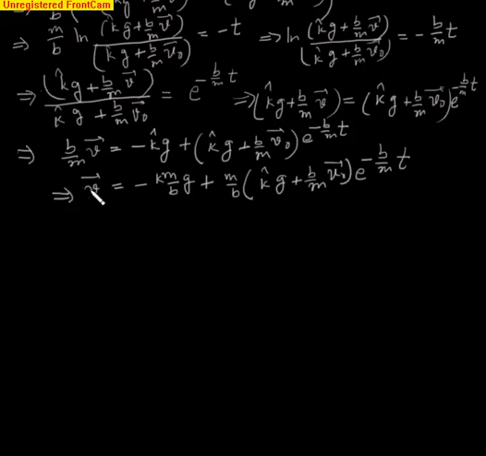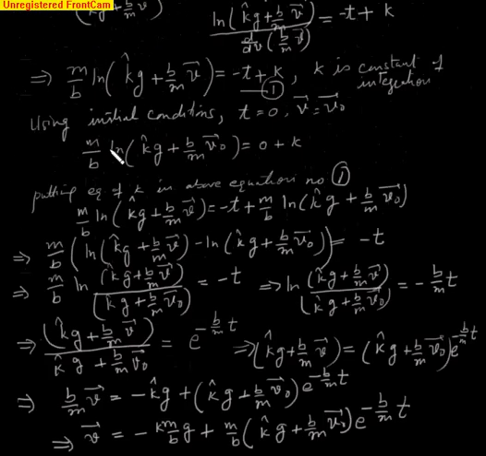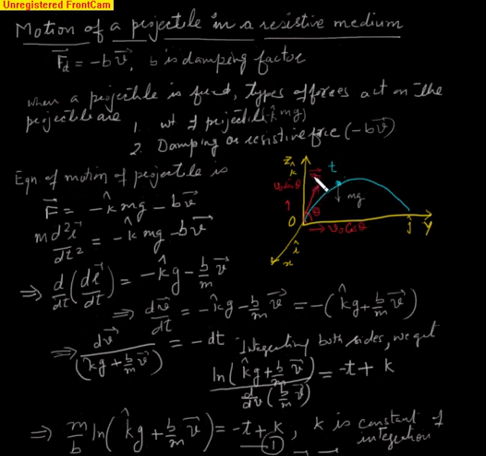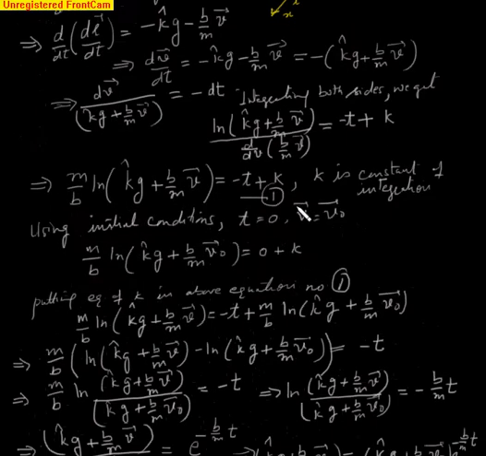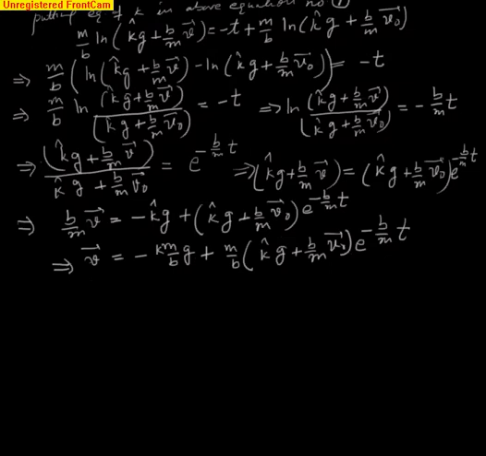Now this is the velocity of the projectile at any time t. Earlier we knew the initial velocity, but what is the velocity at this moment? If I want to know the velocity at this moment, v, we get it from this equation here.